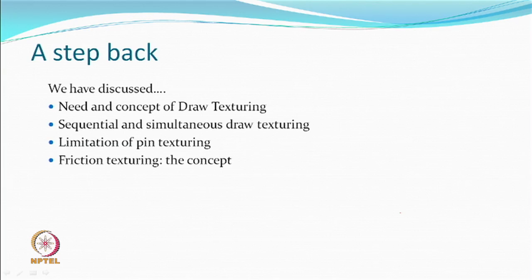So, we are continuing with the draw texturing, and let us recall what we have done. We understood the need and the concept of draw texturing. So, that is a change in material, sequential simultaneous draw texturing, limitation of pin texturing, and the concept of friction texturing, which in a way delimits the speeds, the RPM or the spindle speed, that you can achieve.